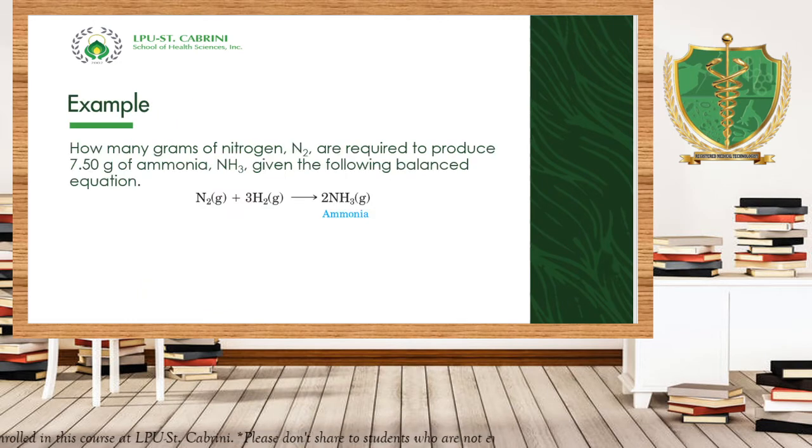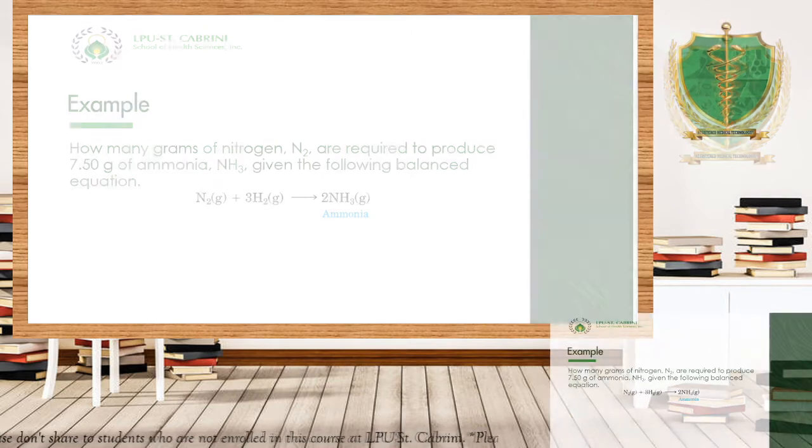Again, from grams to moles, use the molar mass for conversion. From moles of A to moles of B, use the coefficient that can be found in the balance equation. From moles of B to grams of B, use the molar mass as our conversion factor. For example, how many grams of nitrogen are required to produce 7.5 grams of ammonia given the following balance equation? Pag mga ganitong pagkakataon that you have already the balance equation, maganda yon, hindi ka na magbabalance. Pero what if ibabalance pa, mahirap yun. The reason why you have to know how to balance chemical equations.